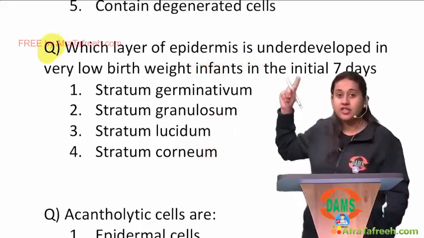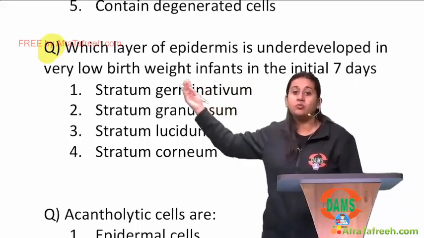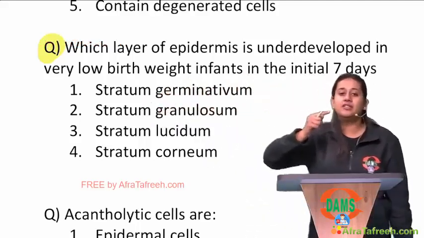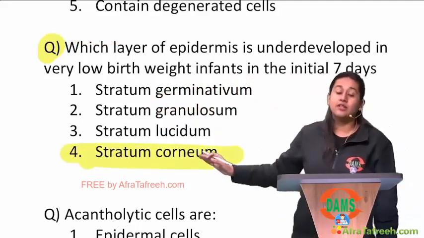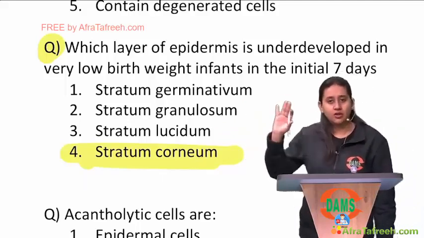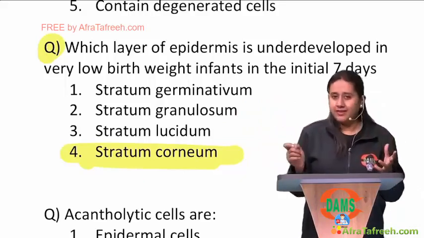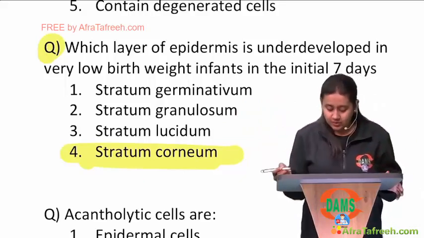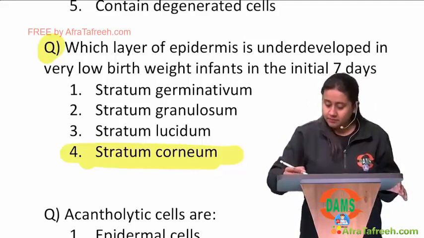So which layer is not developed, or is underdeveloped, in a very low birth weight infant in the initial 7 days? The answer will be stratum corneum, because this is the last layer to develop, and it usually develops at around 8 or 9 months of gestation. Clear? So I think these are the two basic questions which I wanted to discuss with all of you here. Now let us go to some other topics.